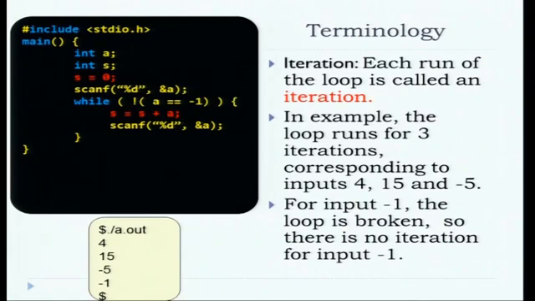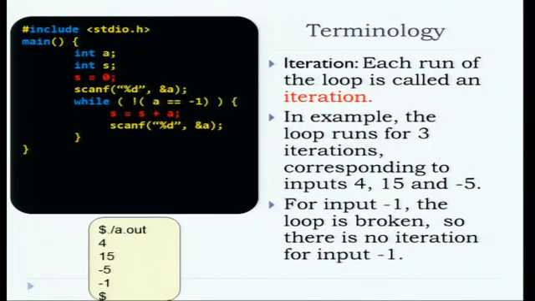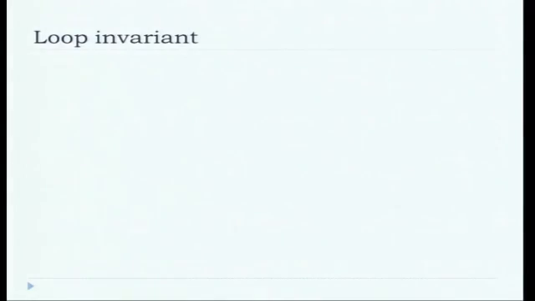Okay. So for input minus 1, the loop is broken, so you don't enter the loop. So you don't count an iteration corresponding to minus 1. So you entered 4 numbers including the minus 1, and the loop executed 3 times. So you say that the loop had 3 iterations. Okay, so this is a technical term associated with loops.